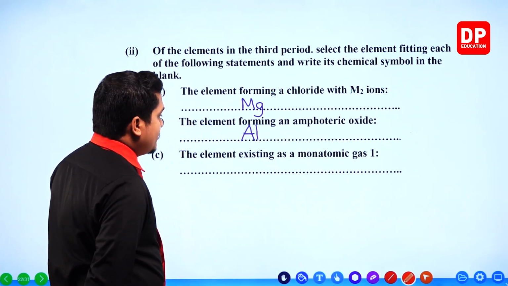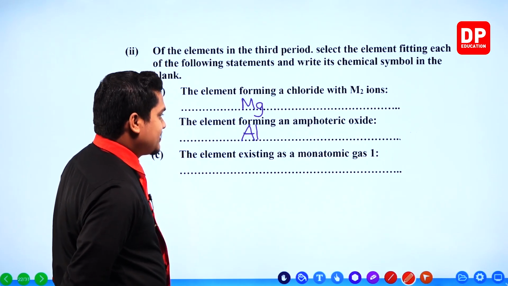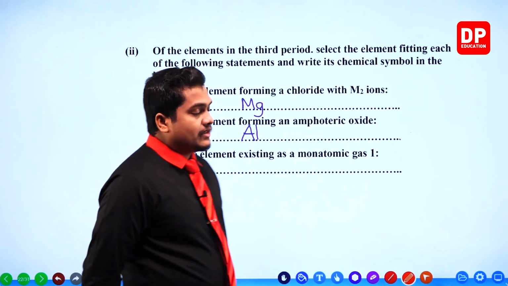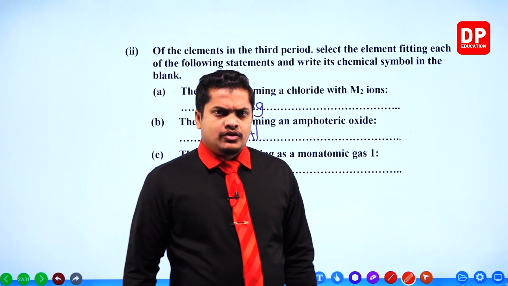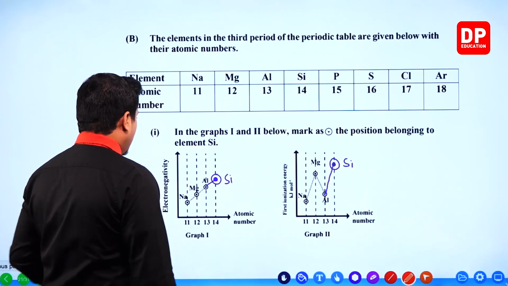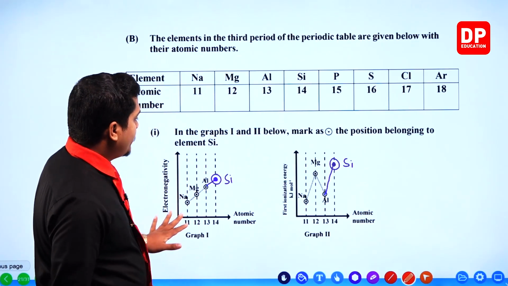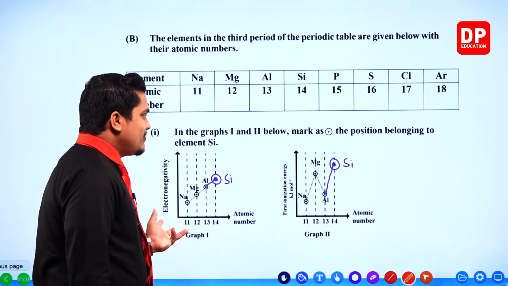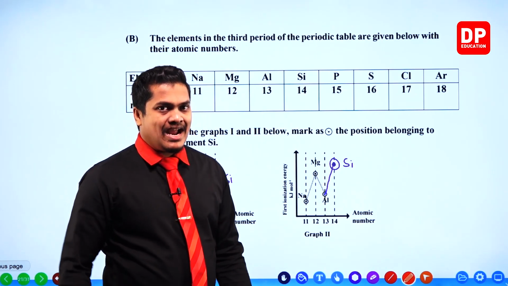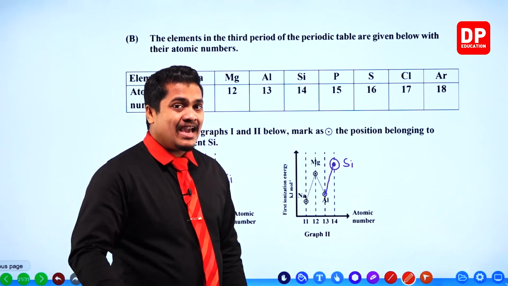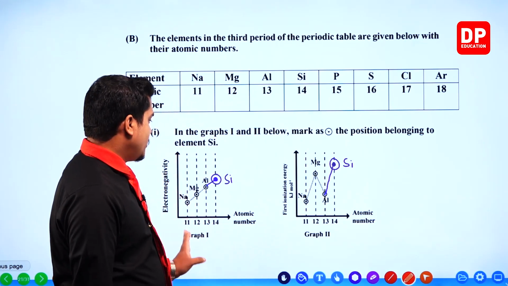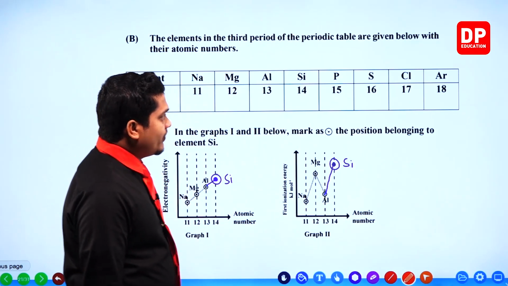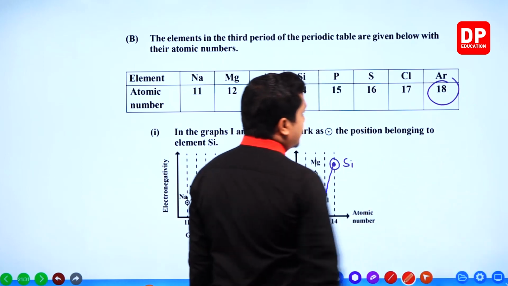Next one. Element existing as a monoatomic gas, right? Monoatomic gas, so what does that mean? When you take graph 1 and graph 2, mono means 1, atomic means 1 atom. So one atomic gas. Tables 1 and 2 show sodium, magnesium, aluminium, those things. But when you look at the 18th, argon.